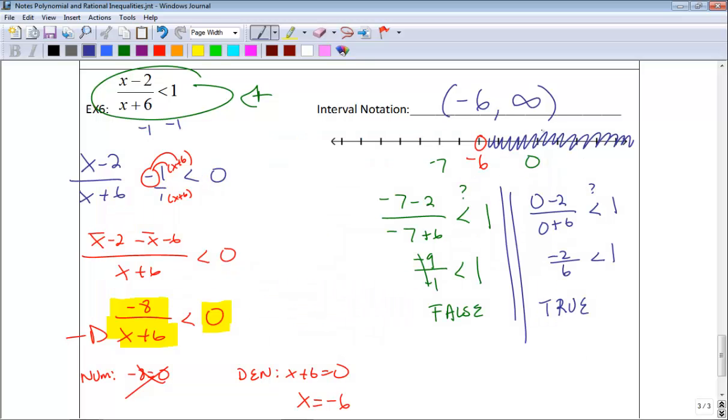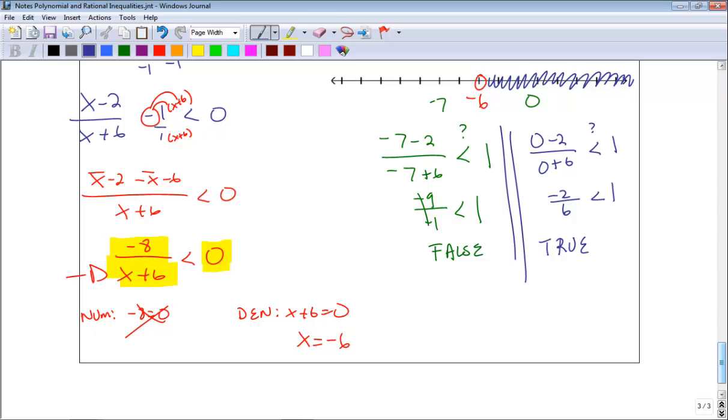That's it for rational and polynomial inequalities.